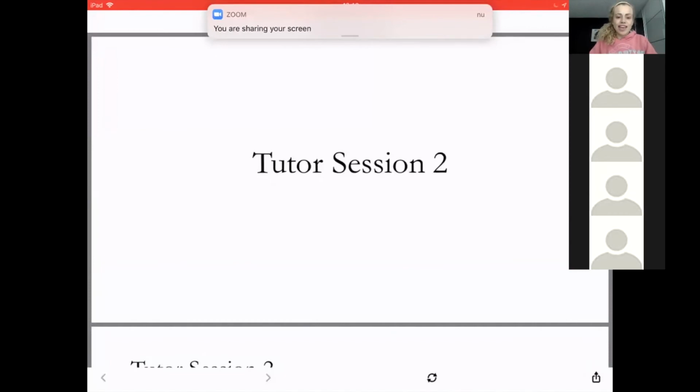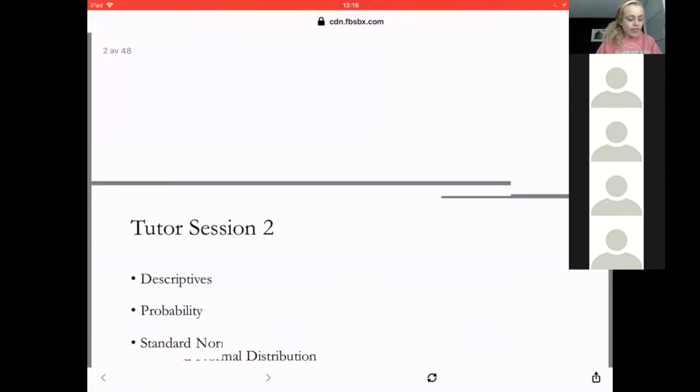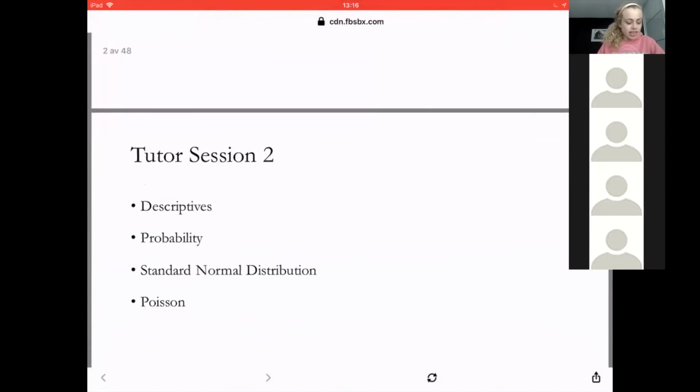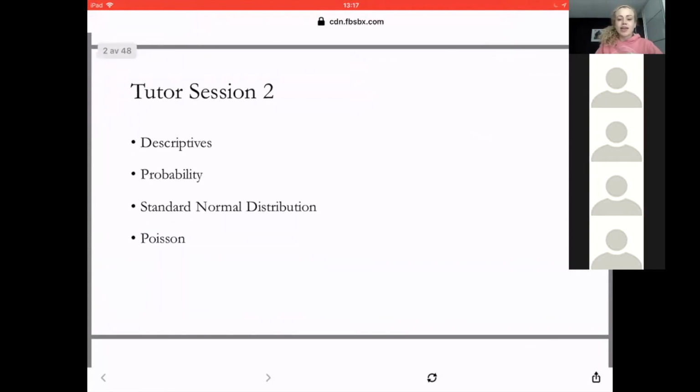So hopefully everyone can see that. We're gonna start with descriptives, then we're gonna move forward to the probability, then standard normal distribution, and then Poisson. Is that all right with everyone? Yes, then I assume that it's fine.